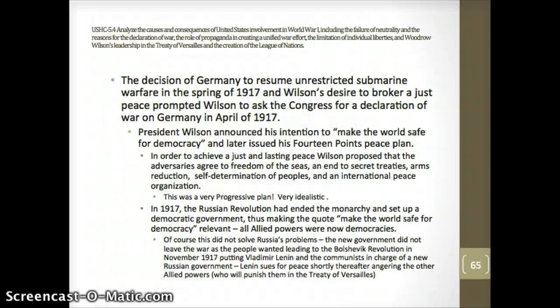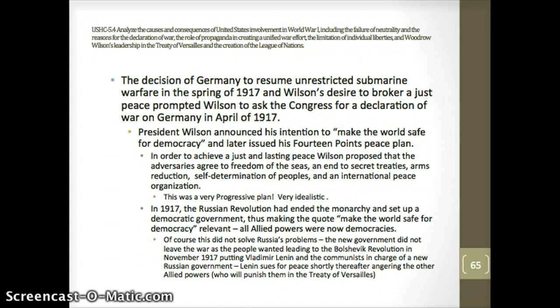The decision of Germany to resume unrestricted submarine warfare is what's going to cause Wilson to push Congress for a declaration of war. And also, Wilson wants to try to broker a peace after the war. His goal is to make the world safe for democracy. And that's what the whole 14 points is about. That's our goal as we go into the war, to make the world safe for democracy.